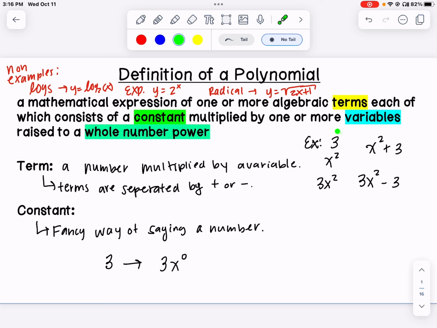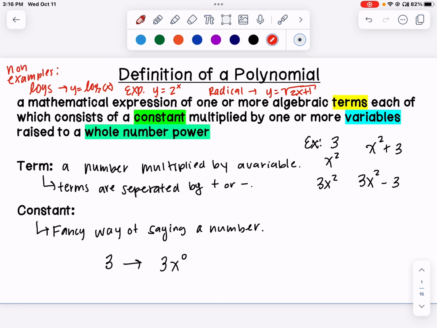Here I have an example of a few terms, 3x squared. Here I have a list of them. You can see that it's x squared plus 3, 3x squared minus 3. If it's separated by addition or subtraction, then we can say it's probably a polynomial. The last one, though, has two terms separated by addition, but this is not a polynomial because it is inside of a square root, which we know is actually an exponent of 1/2. In order for it to be a polynomial, the variable must be raised to a whole number power.